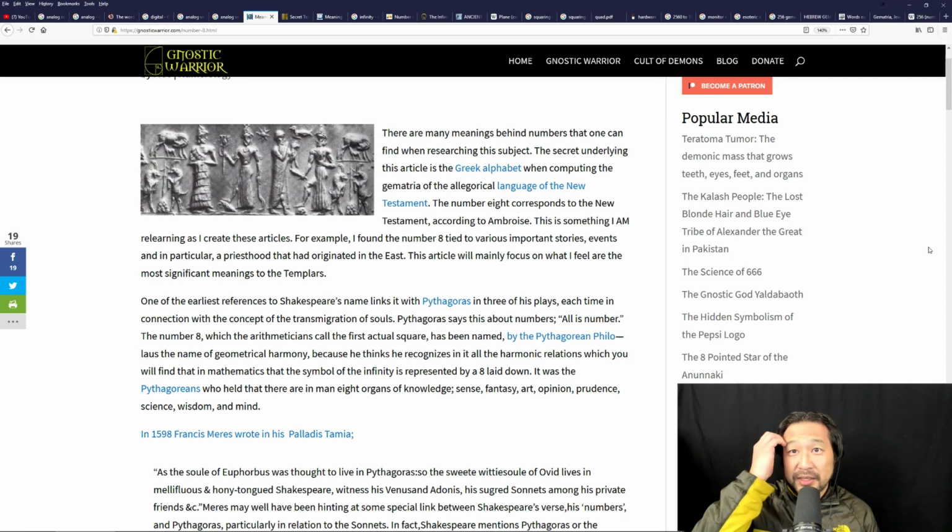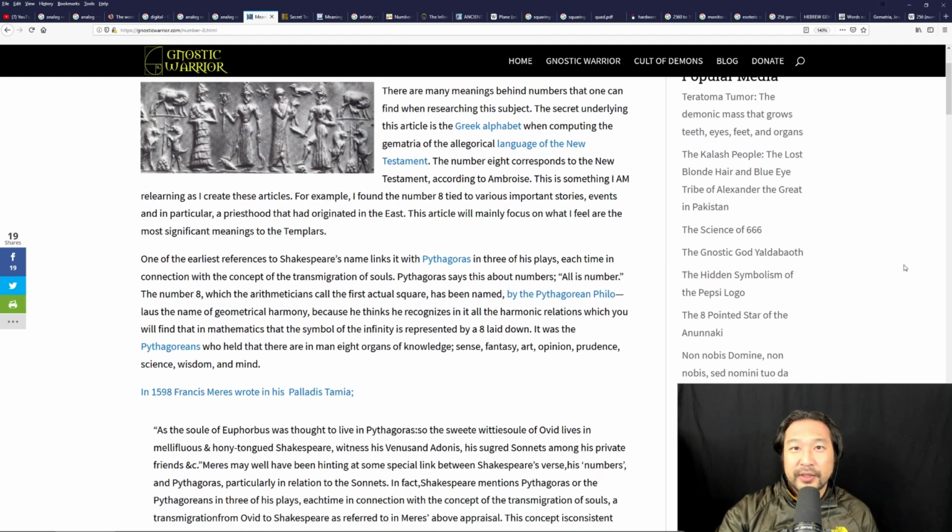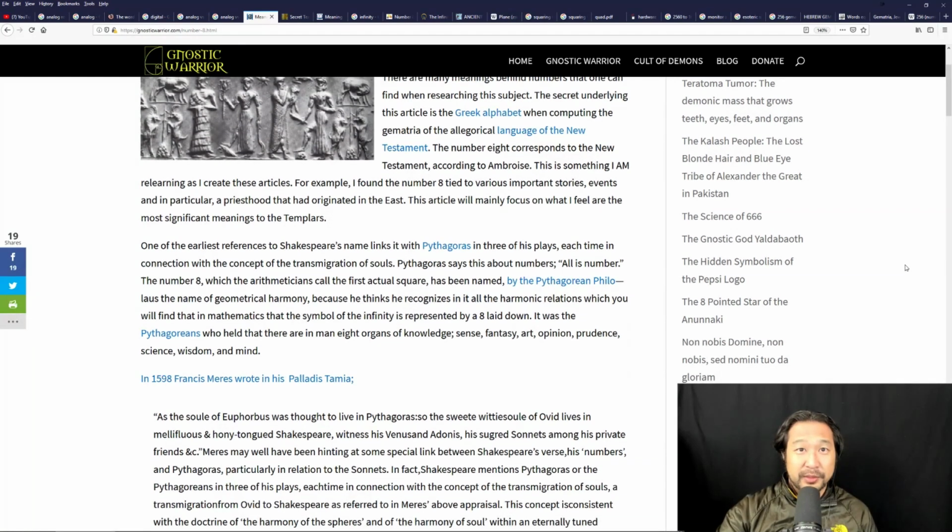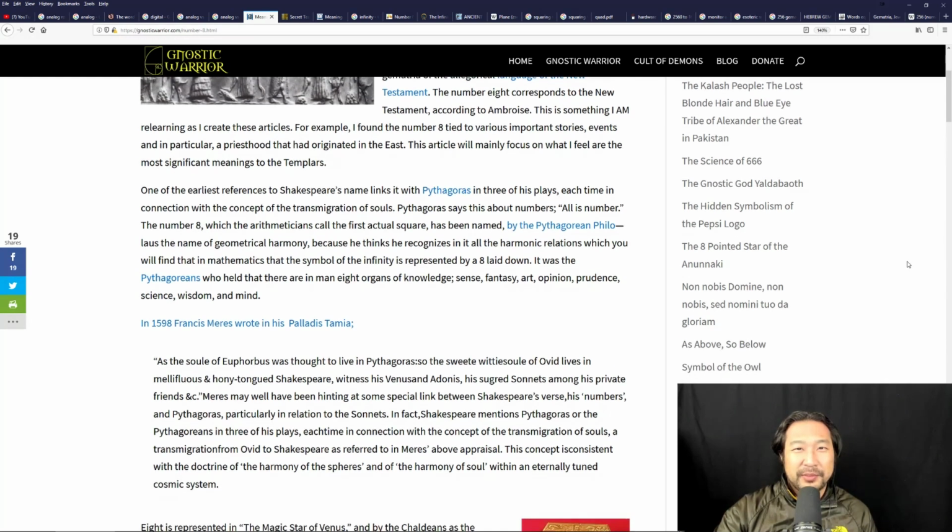There are many meanings behind numbers that one can find when researching this subject. The secret underlying this article is the Greek alphabet when computing the gematria of the allegorical language of the New Testament. The number 8 corresponds to the New Testament according to Ambrose. This is something I am relearning as I create these articles. For example, I found the number 8 tied to various important stories, events, and in particular priesthood that had originated in the East. This article will mainly focus on what I feel are the most significant meanings to the Templars.